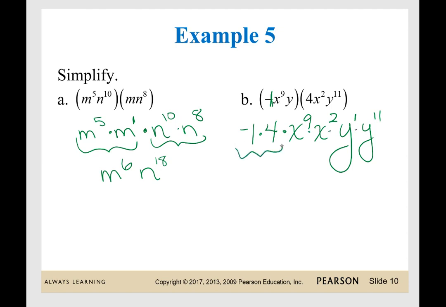All right, so multiply your coefficients, you get -4. Multiply your x's, that's x to the 11th. Multiply your y's, that is y to the 12th. So there's my final answer: -4, x to the 11th, y to the 12th.